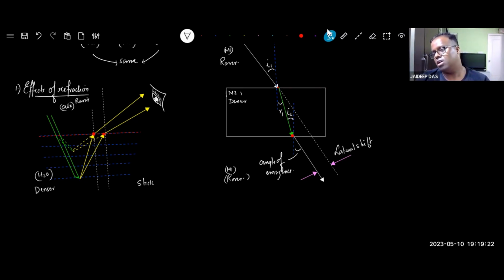The stick appears to be bent. This is due to refraction. Another important thing happens here. Okay, this is more interesting.